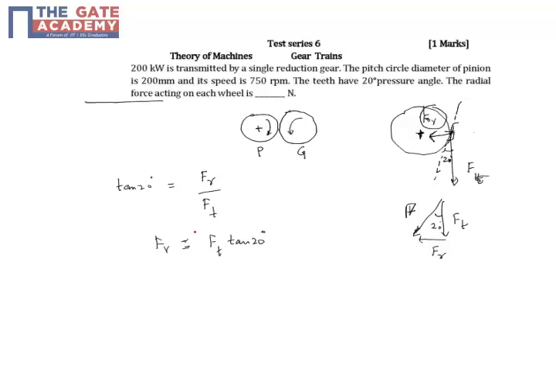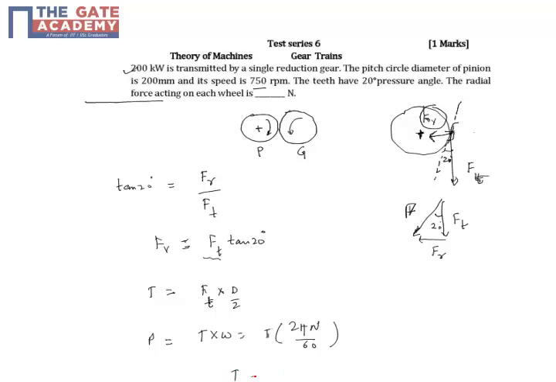Now I need to get the tangential force to get the radial force. The tangential force produces the torque. Torque produced by Ft on the gear is Ft into radius, which is diameter by 2. So in order to get Ft we need the torque, which we can get from the indirect information that this much power is transmitted at this speed. How is torque related to power? Power is torque into omega, the angular velocity, where omega is 2 pi n by 60.